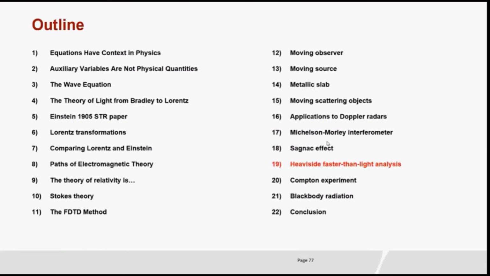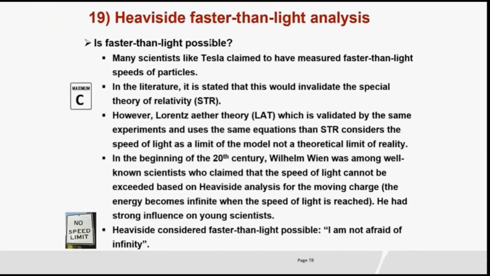Here I want to talk about Heaviside's faster than light analysis. So is faster than light possible? Many scientists say so; Tesla, for example, claimed that he had measured faster than light speed of particles. And in the literature, they say that it would invalidate the theory of relativity. In Lorentz's work, if we consider that the Lorentz transformations are just a tool, actually in his paper, he limits v to lower than the speed of light in the model, that theoretical model, not in physical reality.